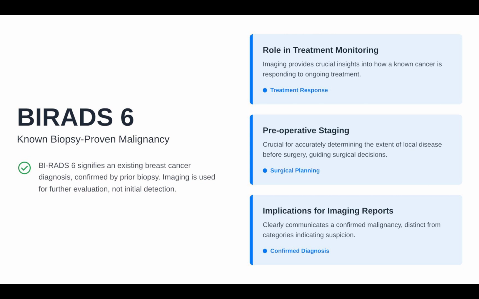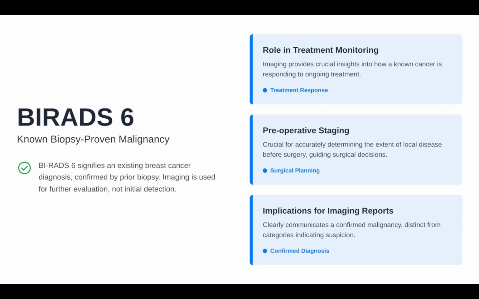The primary role in treatment monitoring for BI-RADS 6 is to evaluate the response of the known cancer to neoadjuvant therapy, that is, chemotherapy or hormonal therapy given before surgery. Imaging studies are performed to track changes in the size and extent of the tumor, helping clinicians assess the effectiveness of the preoperative treatment. It is also crucial for preoperative staging.